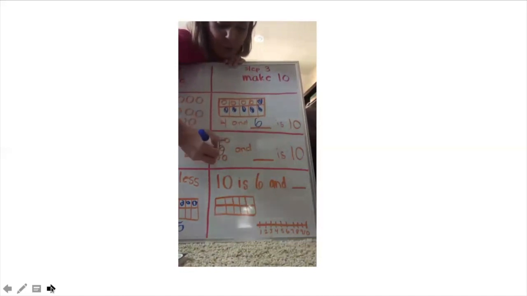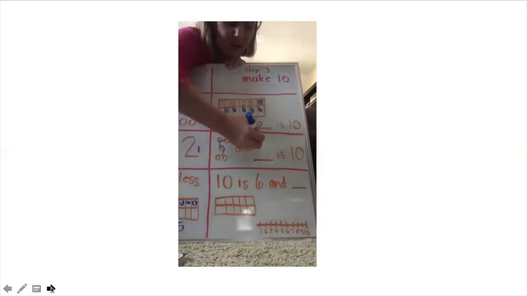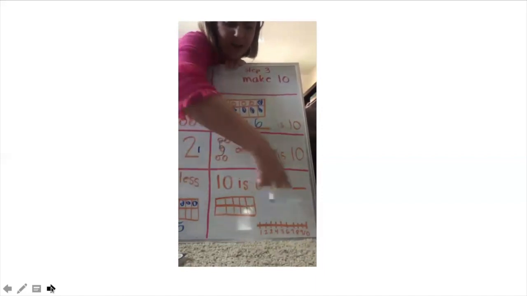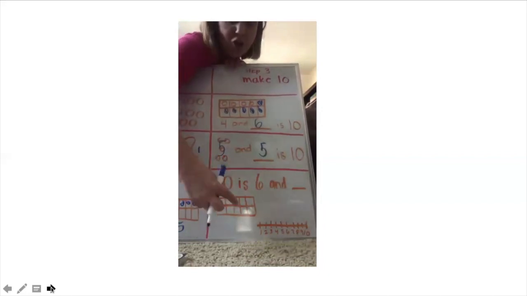Now what number is that on a dice? It's 5. Well, I should know 5 and what is 10? That's a double. 5 and 5 is 10. Now at the bottom, this is sort of the opposite of what we did up here. It's in the same family. 10 is 6 and what?